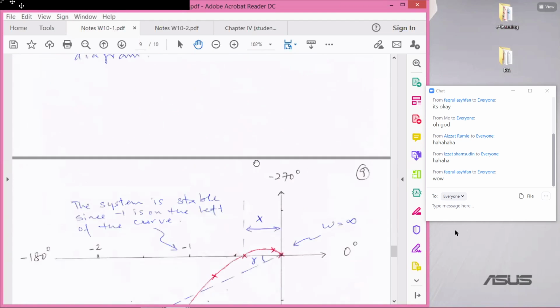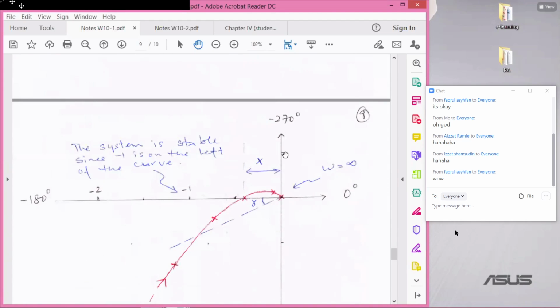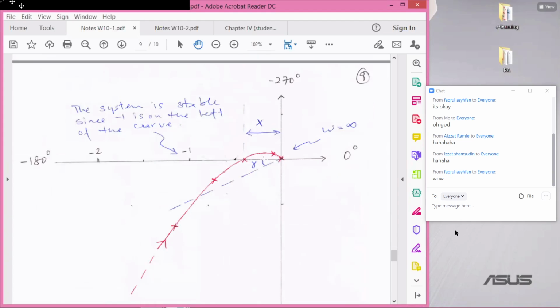Negative 270 is vertically upward. So you are coming down, approaching this vertical line. So that is going to be your Nyquist diagram.